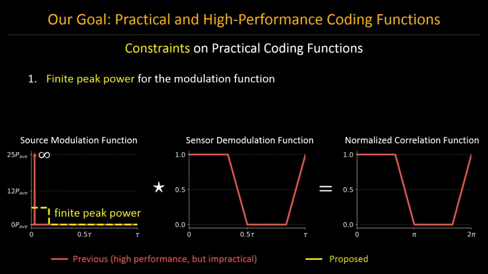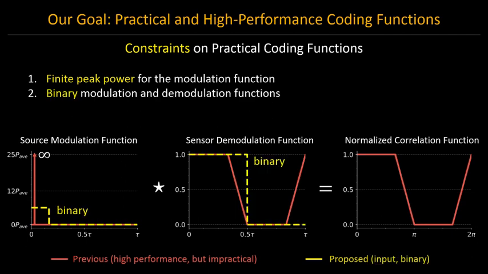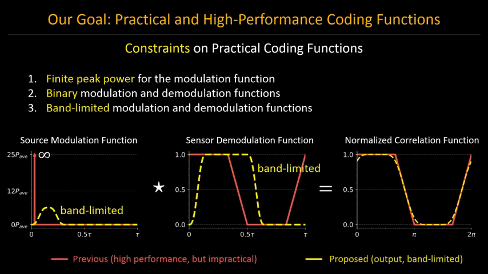The modulation function should have a finite peak power. The maximum power of a light source is a common specification given by a manufacturer. The modulation and demodulation functions should be binary. This constraint follows from the fact that most time-of-flight cameras rely on digitally generated square wave signals. Finally, the output modulation and demodulation functions should adhere to the system's band limits.